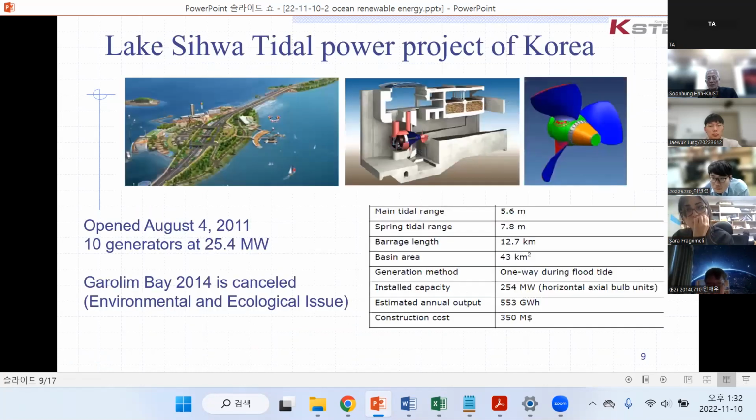And then the Shihwa, the same as the previous Korean tidal dam, on the west coast of Korea, and it has 10 generators, and then the size of the tidal range and the other things are here.